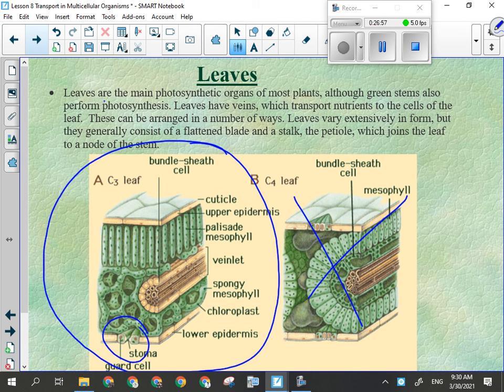Leaves have veins and they transport nutrients to the cells of the leaf. Leaves are arranged in a number of ways. This is the way we're going to be most concerned with. The general shape of a leaf is this, and you'll need to add this to yours because it's not on there. So this is your typical leaf shape. This is the blade. This is the stalk. And right here, where it would attach to the plant, is called the petiole.